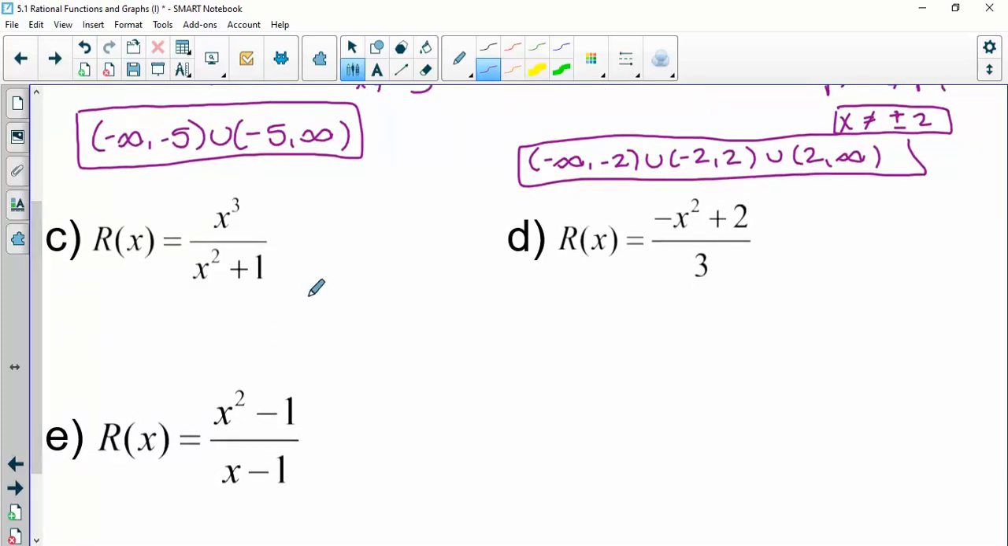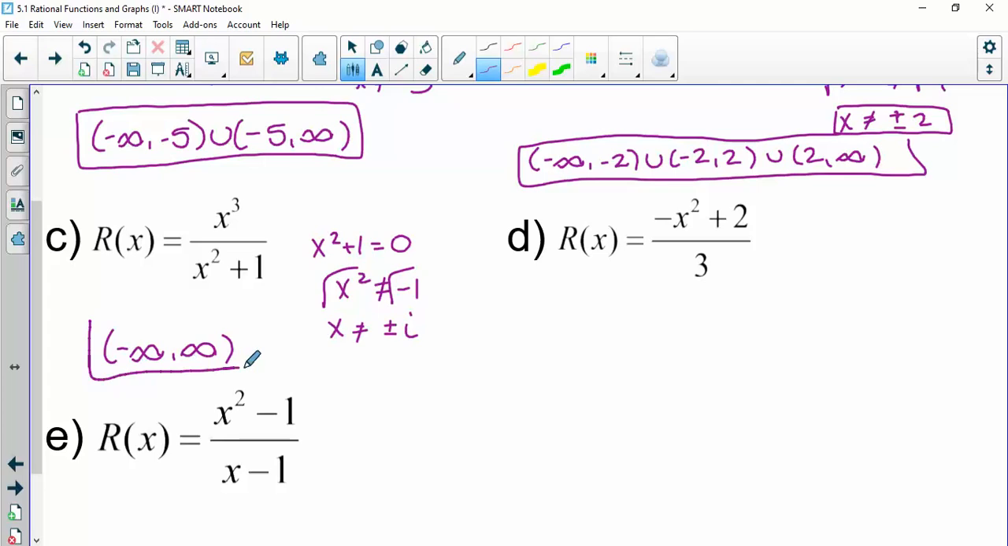So we have all 3 different pieces. All right. So if I set that denominator equal to 0, I get x squared cannot be -1. So x cannot be what? Okay. In terms of a graph, can we graph i's? No. So what do you think our domain would be? It can be any real number. We don't care if there's an imaginary that it can't equal.